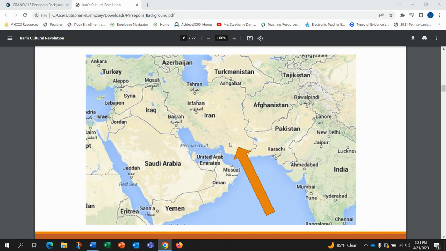So we can see here where Iran is. We can see near Pakistan, Afghanistan, Iraq, Saudi Arabia. It's kind of in the middle here.